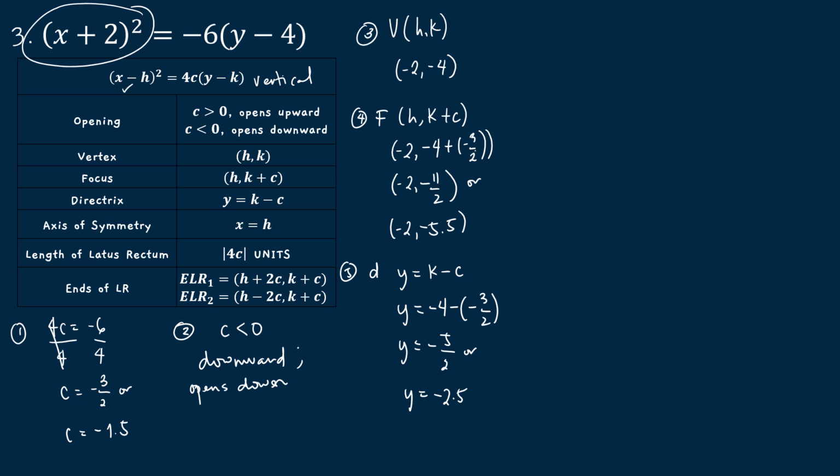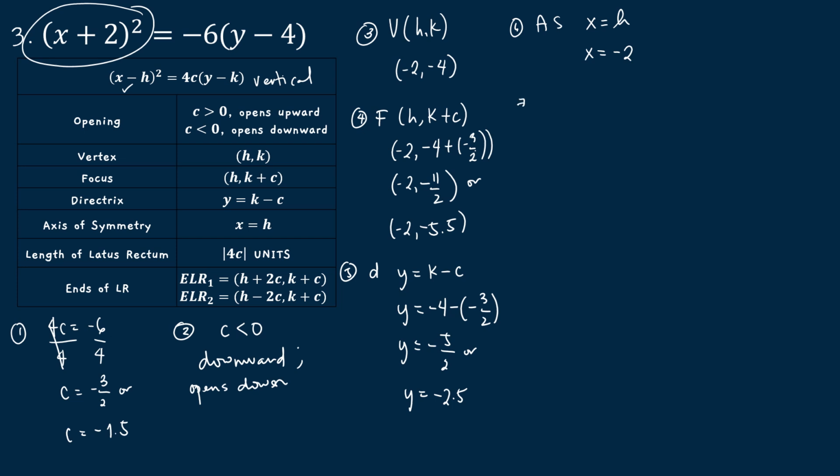Now, continuing to our number 6, which is our axis of symmetry. No need to solve for the axis of symmetry because it is equal to x is equal to h. So h is equal to negative 2. Therefore, your answer is x is equal to negative 2.